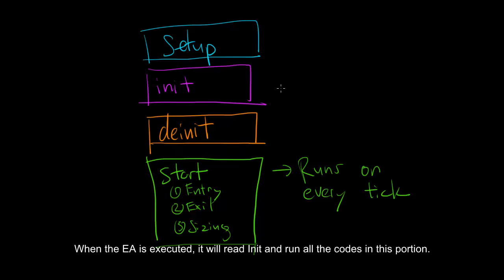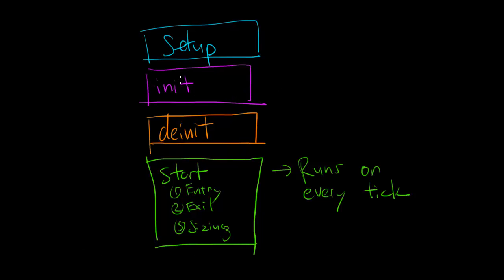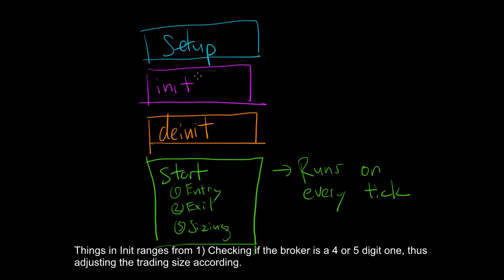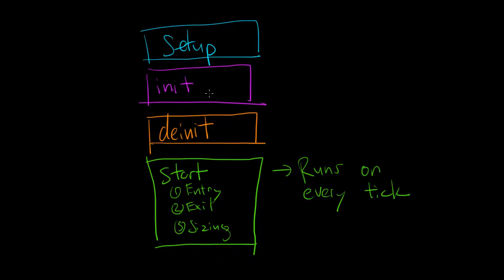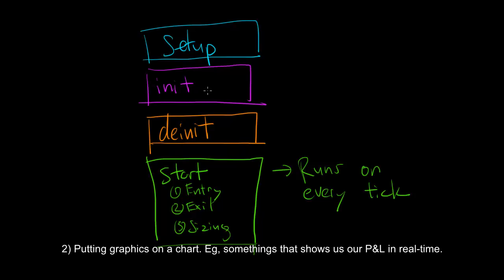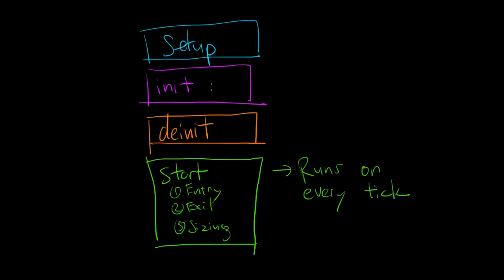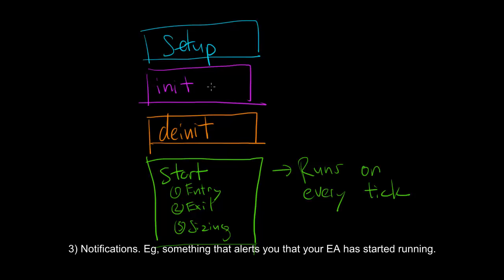When an EA is executed, it will first check init and run everything in here. So the things that are in it could be, let's say you are checking if your broker is a 4-digit or 5-digit one, and it will adjust the trading size accordingly. Or if you want to put a graphic on the chart, maybe something that shows you your P&L in real time. Or maybe you just want to send a notification to yourself to tell you that, alright, my EA is running right now.